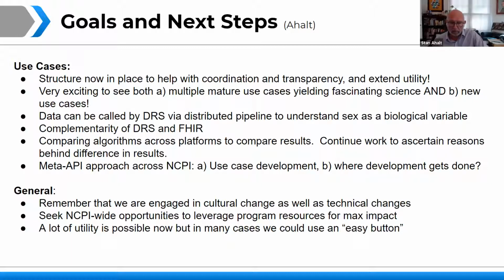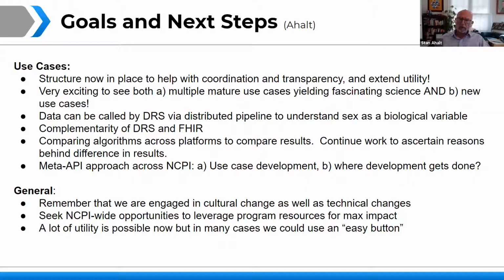And it's incredibly exciting to see both many mature use cases that are yielding real science and also new use cases that are being developed to drive the activities of us jointly together. It was very interesting to see DERS being used through a distributed pipeline to understand sex as a biological variable. I think that work is absolutely fascinating.